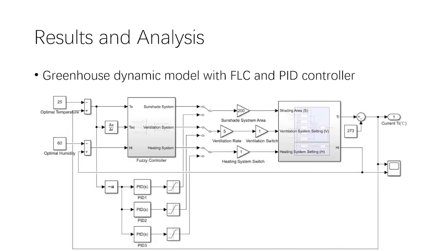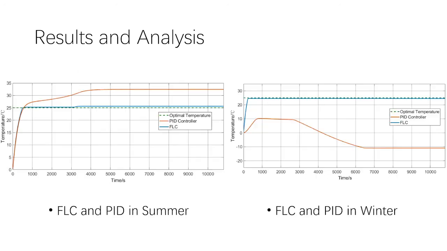For comparison, we set 3 PID controllers to control the sunshade system, ventilation system, and heating system. As these 2 figures show, in summer and in winter, the FLC shows better stability than the PID controller.